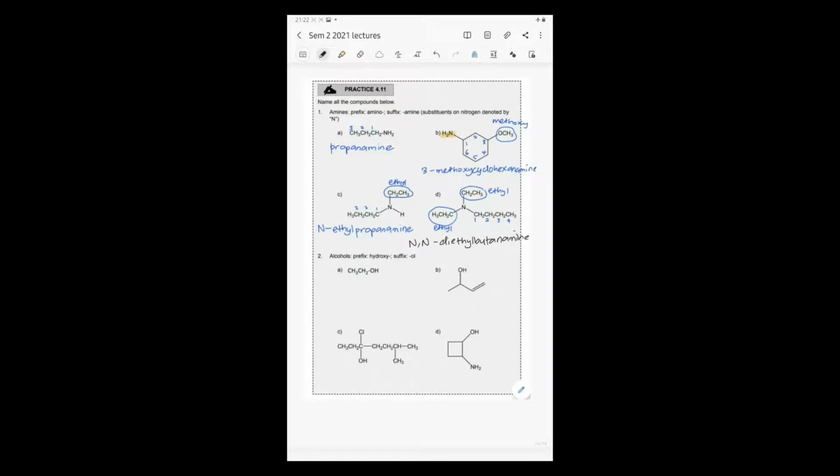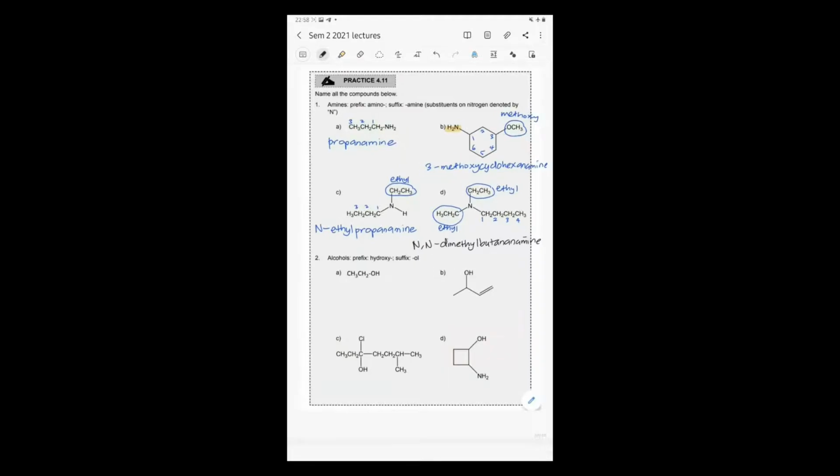Because the substituents are attached to N, not attached to carbon. So if the substituent is attached to carbon, we put numbers. But if the substituent is attached to N, we put N as the numbering for the substituent. Now let's go to alcohol. For the alcohol, A, we have 1, 2. Always start carbon number 1 that is nearest to the functional group. So we have OH at carbon number 1. So this is ethanol. Very simple.